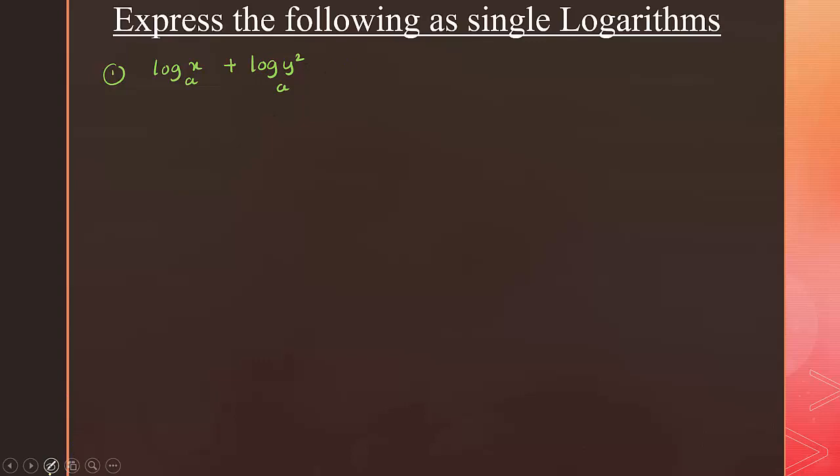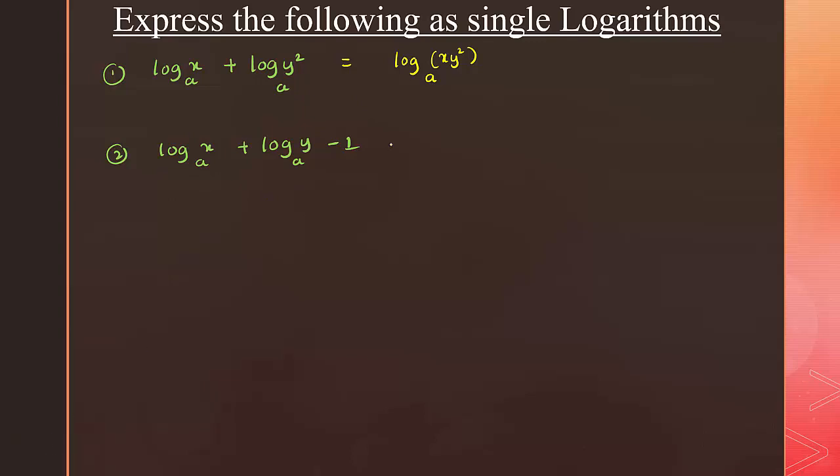That means we can write log x to the base a plus log y square to the base a is equal to, this is the additive identity. So we can write the argument as log of x y square to the base a. Here we used the first rule, that is the logarithmic addition identity. Now come to the second problem. Log of x to the base a plus log of y to the base a minus 1. We have to express this equation as a single logarithm.